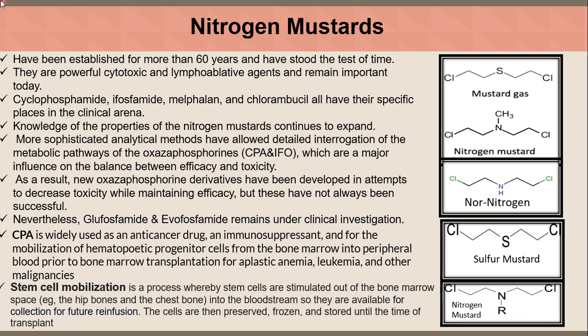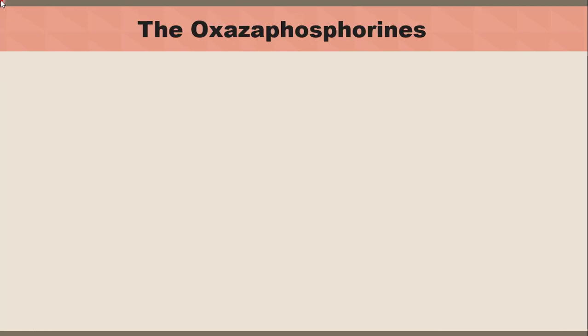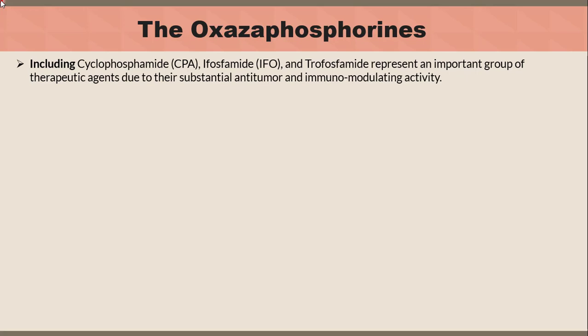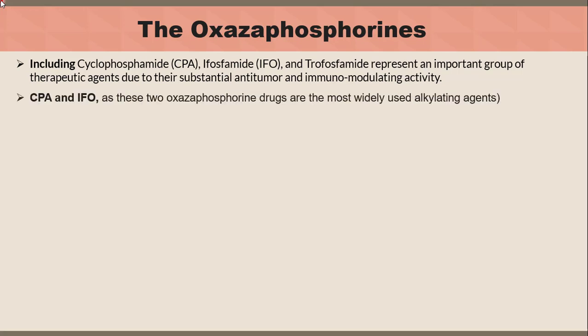Stem cell mobilization is a process whereby stem cells are stimulated out of the bone marrow space, e.g. the hip bones and the chest bone, into the bloodstream so they are available for collection for future reinfusion. The cells are then preserved, frozen, and stored until the time of transplant. The oxazaphosphorines, including cyclophosphamide, ifosfamide, and trofosfamide, represent an important group of therapeutic agents due to their substantial anti-tumor and immunomodulating activity. Cyclophosphamide and ifosfamide are the most widely used alkylating agents.